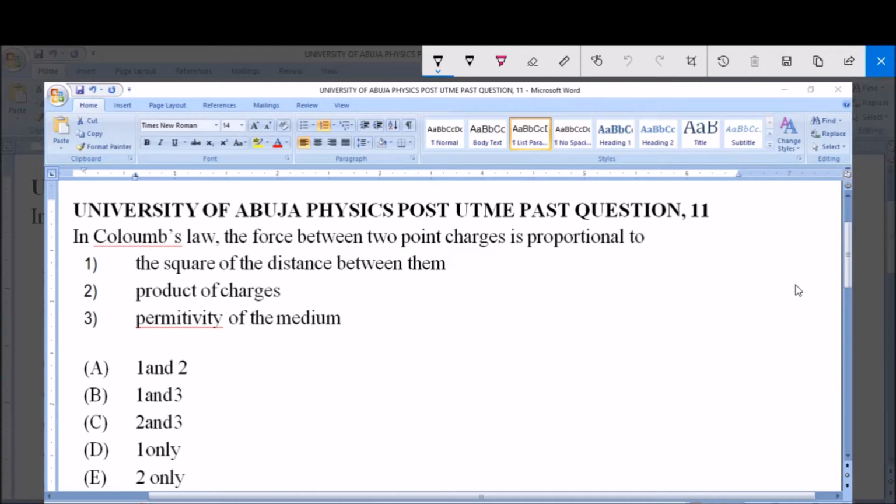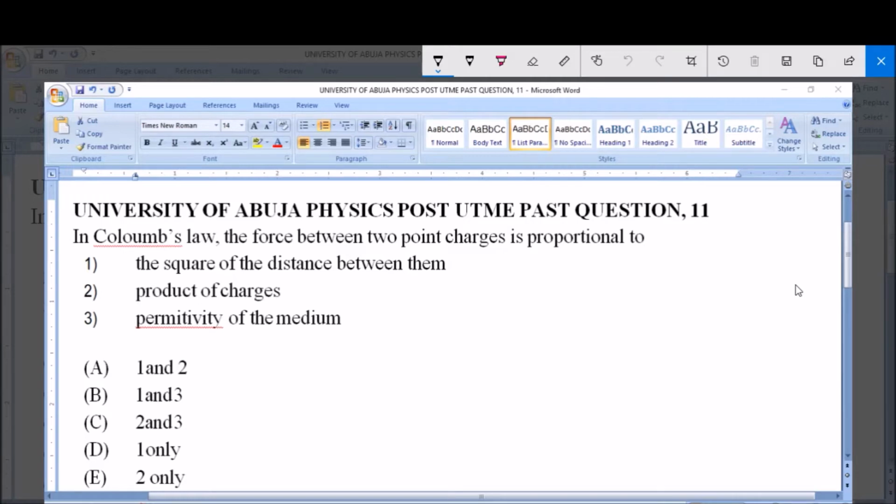It says in Coulomb's law, the force between two point charges is proportional to: 1. The square of the distance between them. 2. Product of charges. 3. Permittivity of the medium. Now, which of these are correct?